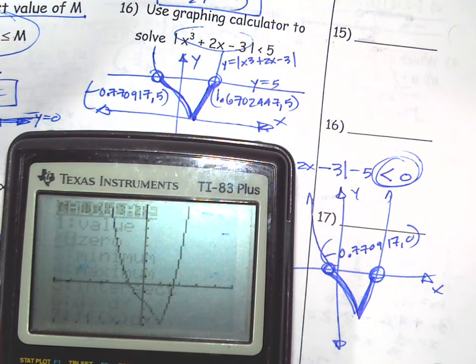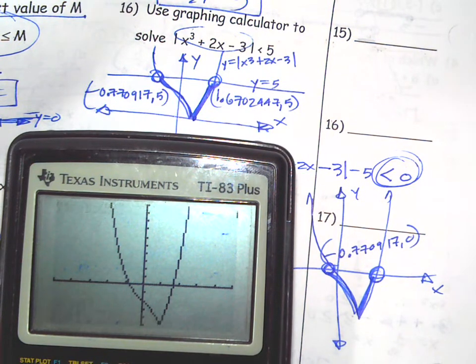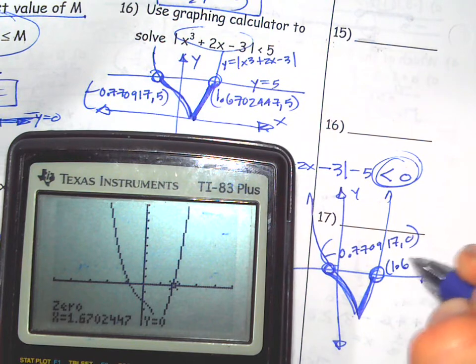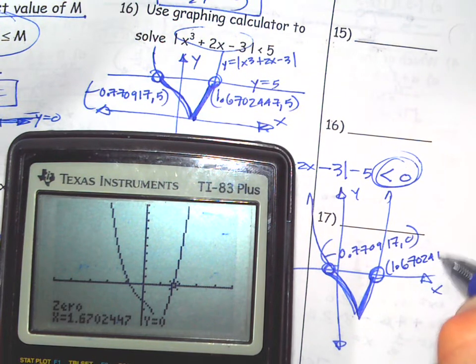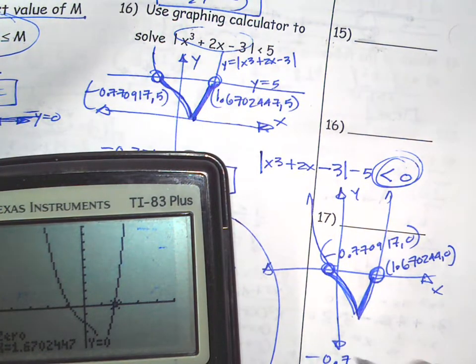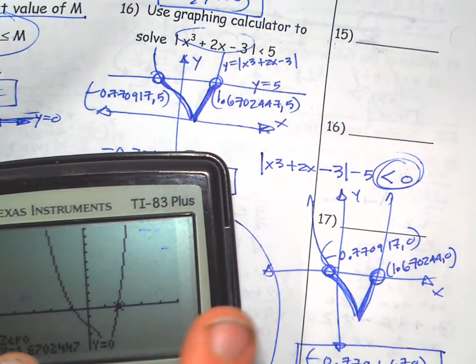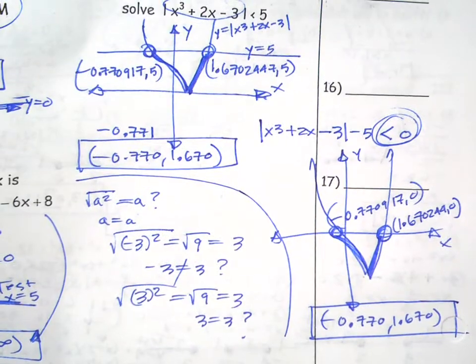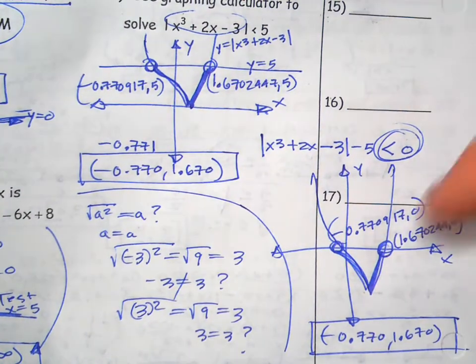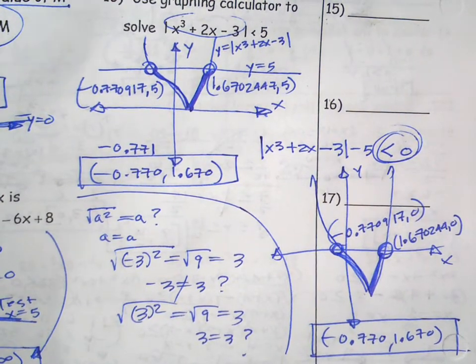Number 2, 0. Yeah, it looks like it's like 1.7. Let's go 1 to 2, guess 1.7. 1.6702447, 0. Show your work, write your answer, -0.770 to 1.670, parentheses. Same answer, but I think on this problem it didn't make a huge difference, but usually it makes a huge difference. Do one function.